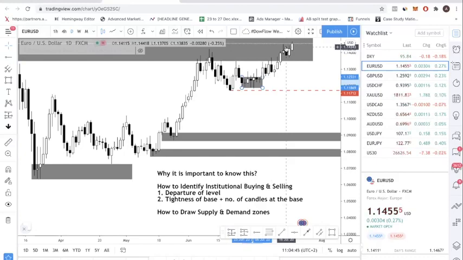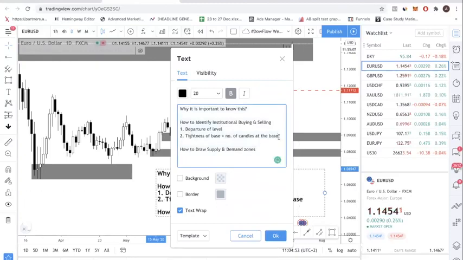You want to find bases which are tight. Okay, so when we talk about number of candles at the base, ideally you want to have less than 6 candles. Sorry, so let me just write less than 7 candles or maximum 6 candles. Okay.